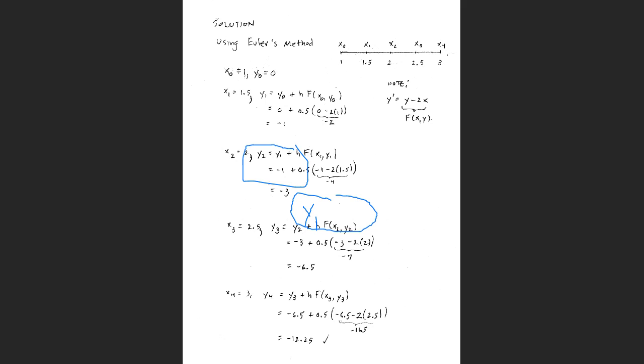So for different x values, for x equals 1.5, 2, 2.5, and 3, you're getting these different y values, which are approximations to the solution. But of course, the ultimate answer we're interested in is when x equals 3, what is y equal to? What's the approximation? And the answer is going to be negative 12.25.